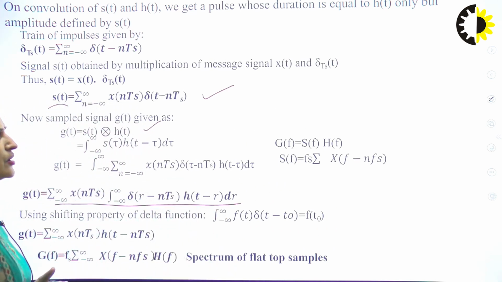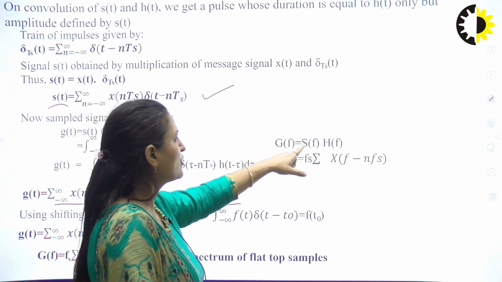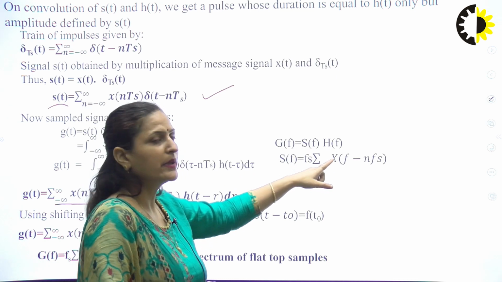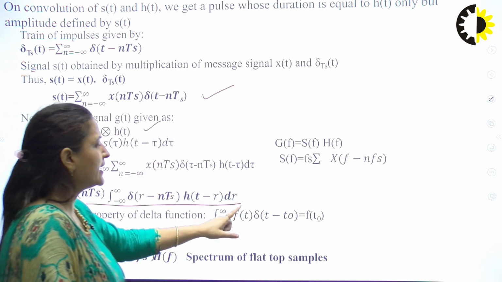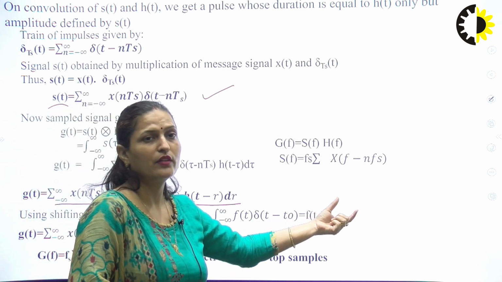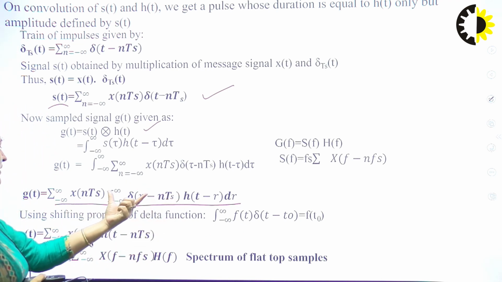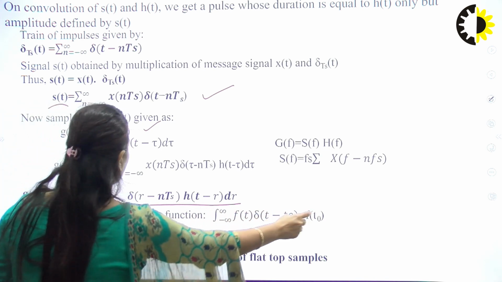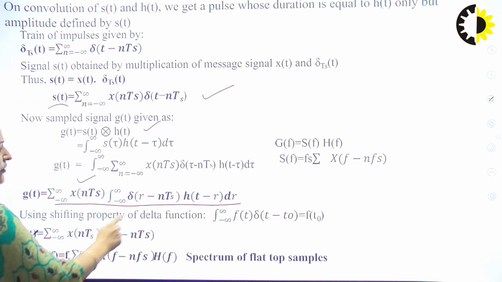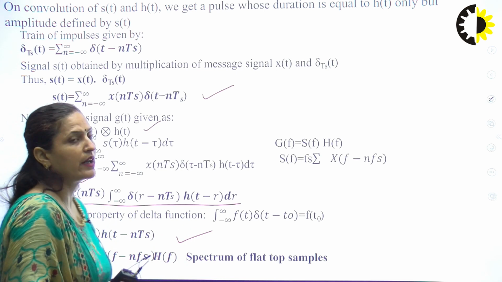In the frequency domain, G(f) is equal to S(f) into H(f). So this can be written. By using the shifting property, the Fourier transform of delta(t minus t0) gives us e to the power minus j2 pi f t0. So this shifting property we are applying here. From this shifting property, this factor remains the same, and the shift means t0 is t minus nTs. So this is your final expression for the spectrum of flat top samples.